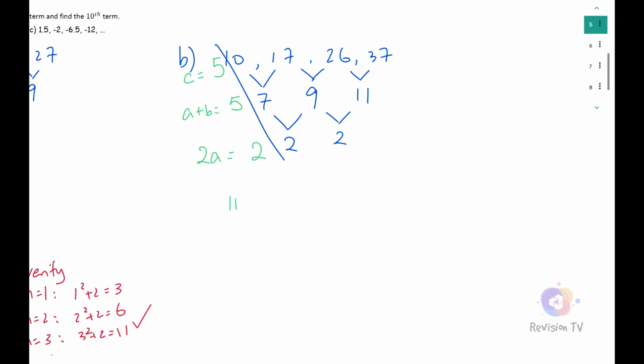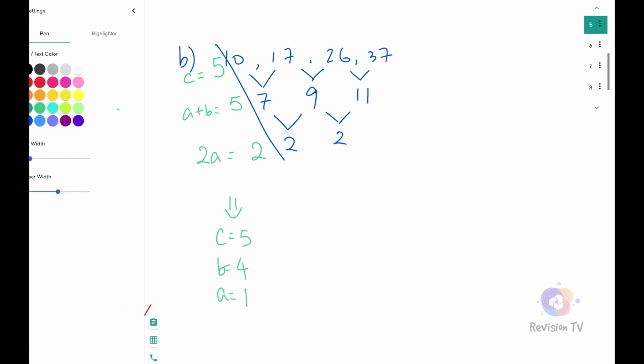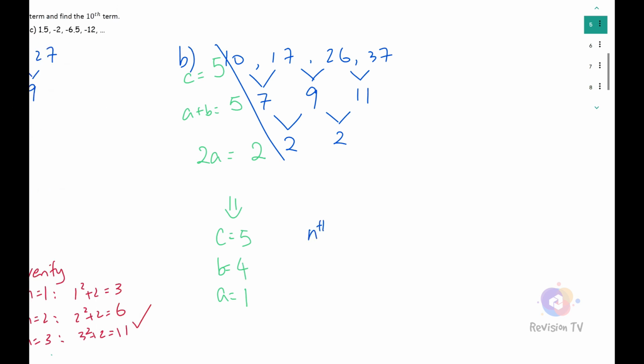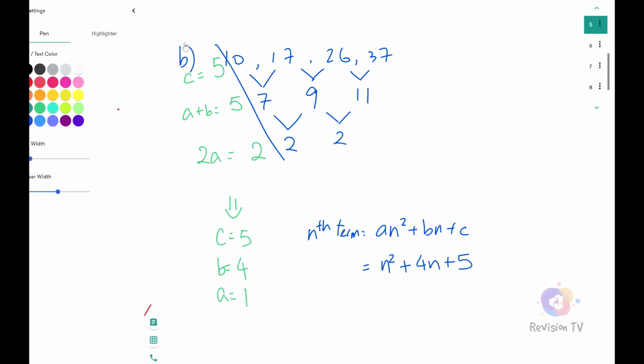So what we know is C equals 5, 2a equals 2, so a equals 1. 1 plus b equals 5, b must be 4. So the nth term is going to be, I'll write again, an squared plus bn plus c. It's time to assemble. A is 1, so 1n squared. B is 4, plus 4n. C is 5.